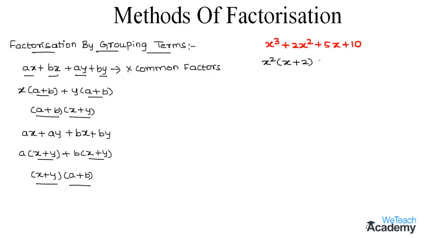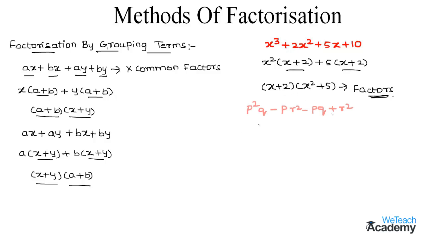And by taking 5 as a common factor from the last two terms, we get plus 5 into x plus 2. Now again, take the group x plus 2 as a common factor, then we get x plus 2 into x square plus 5. So these two are the factors of the given algebraic expression. Now let us solve another example.